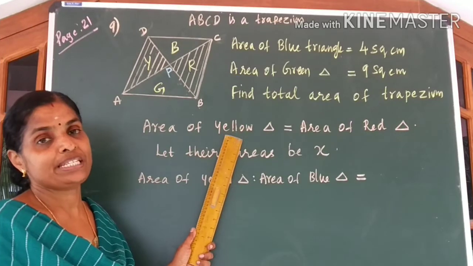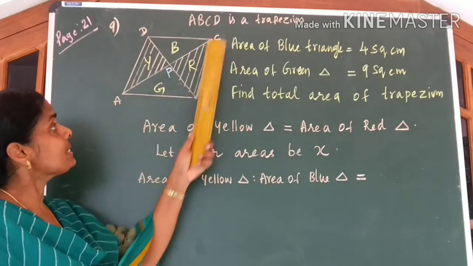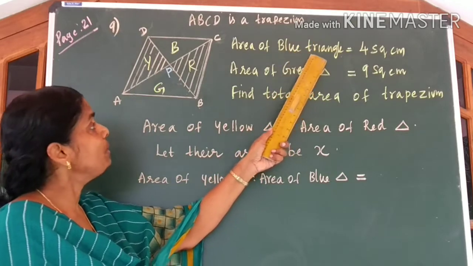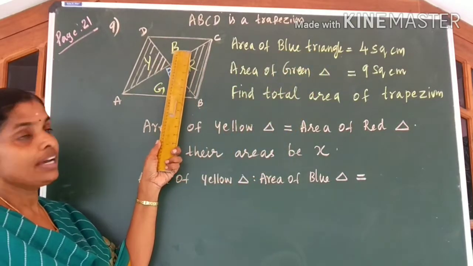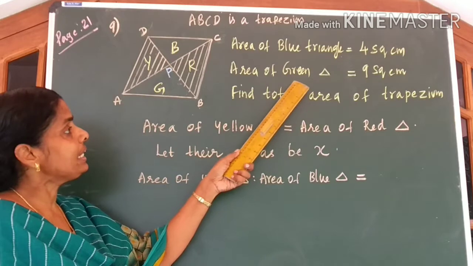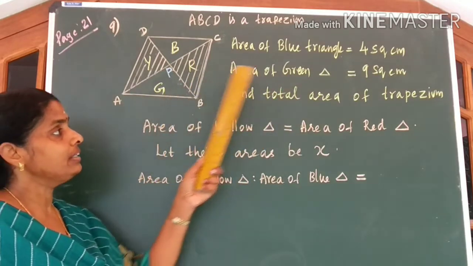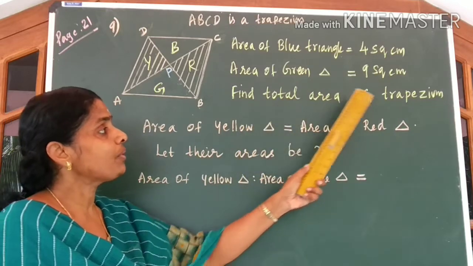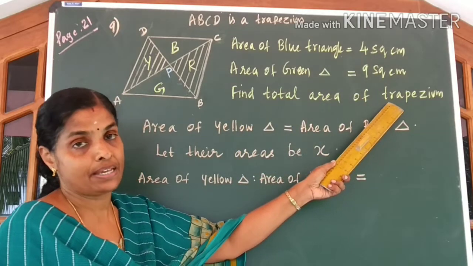Come to the last question, children. ABCD is given to be a trapezium. Area of blue triangle here is given to be 4. Area of green triangle is given as 9. Question is to find the total area of the trapezium.